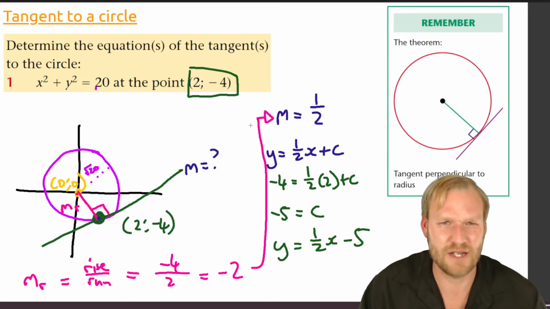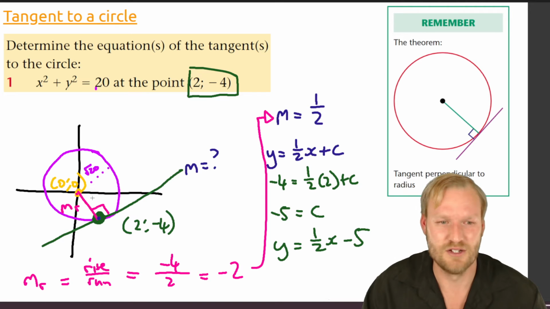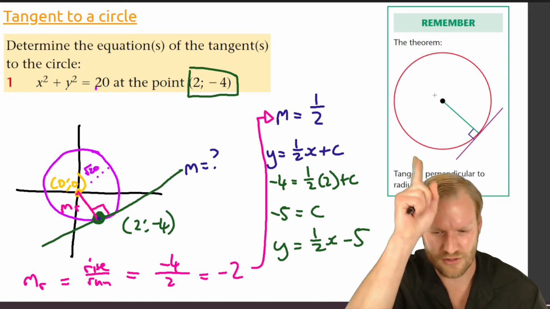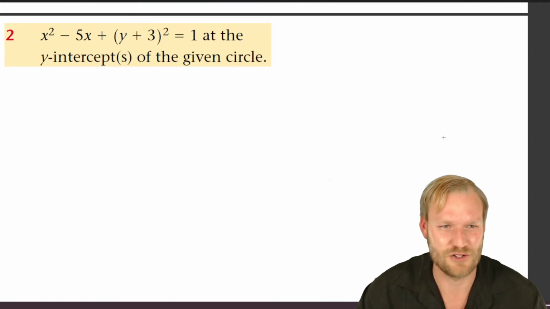So there it is. The main gist was: draw in this radius, find the gradient of the radius, and then the gradient of the tangent is the negative reciprocal, because of this whole tangent-perpendicular-to-radius thing. Okay, cool, so that's one example. Let's fly into another one.